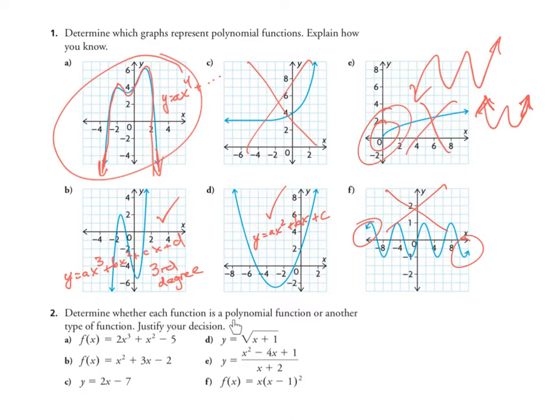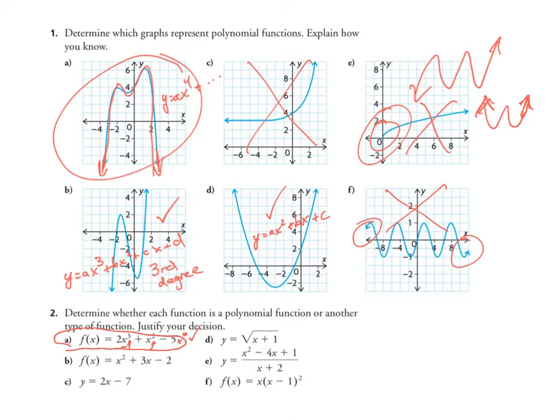Determine whether each function is a polynomial or another type of function. Justify your decision. All right, I can handle that. This one is a polynomial. How do I know? We've got distinct terms. Each one has an x to the power of a whole number. X to the 3, x to the 2. This is actually x to the 0. So the minus 5 is minus 5x to the 0. That's allowed. This is a polynomial.